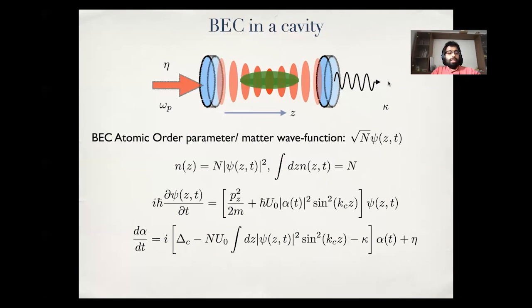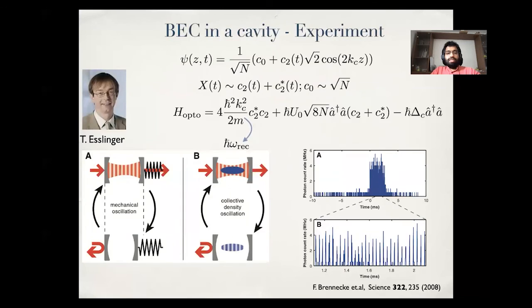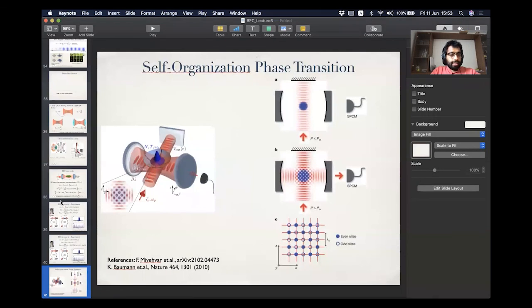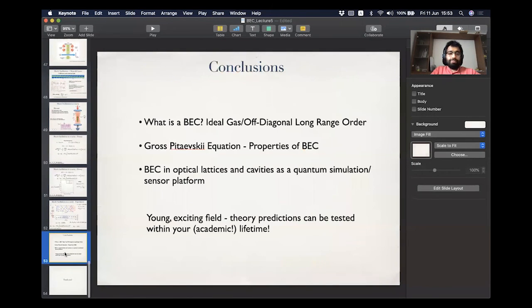Okay, so let me quickly go to the conclusion slide and conclude, and if there are more questions, we can have discussion. So we've managed over the last 5 days to understand, or at least partly understand, what is a Bose-Einstein condensate, the Gross-Pitaevskii equation, Bose-Einstein condensates in optical lattices, and cavities as a quantum simulation and sensor problem. This last part I did not really talk in detail about.